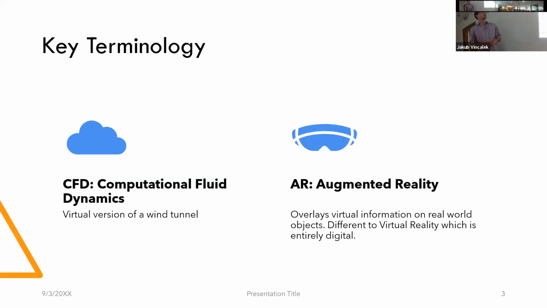A couple of key terms I want to clarify before we begin, so everyone's on the same page. CFD is computational fluid dynamics, and it's a virtual version of a wind tunnel. So imagine your physical wind tunnel, but on a computer. And then AR, which is augmented reality, and it overlays virtual information onto real world objects. And it's different from virtual reality, which is entirely immersive and entirely digital.